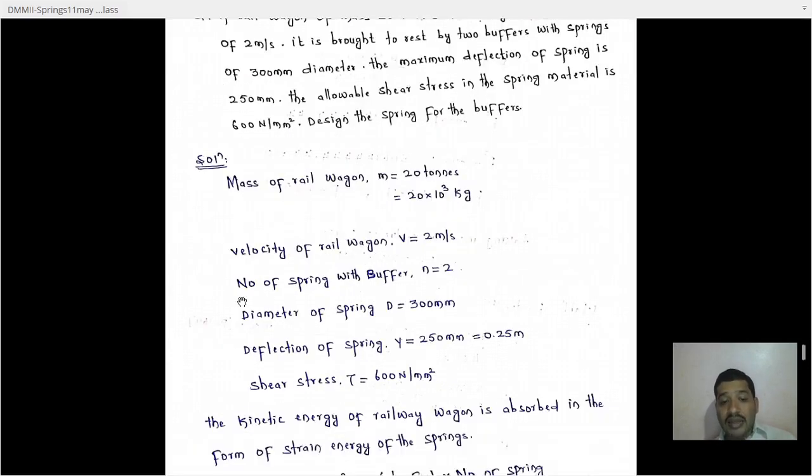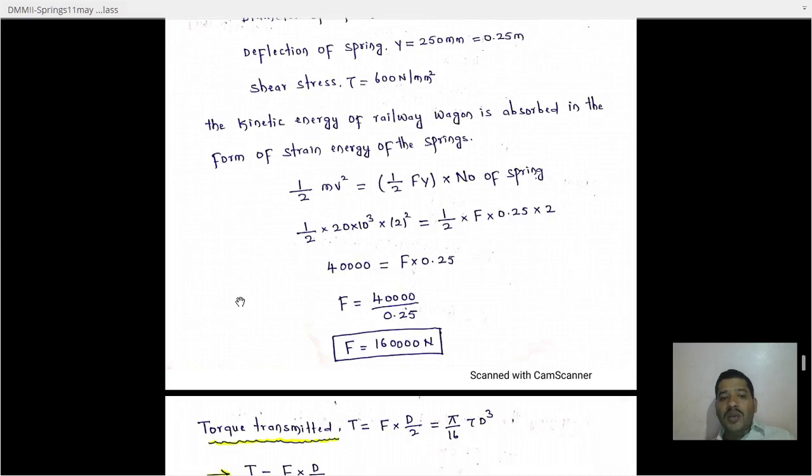In this case, the number of springs with the buffer we are assuming as n equal to 2. We know very well the kinetic energy of the rail wagon is absorbed in the form of strain energy of the spring. The kinetic energy of the rail wagon is 1 by 2 m v square, equal to 1 by 2 force into Y into the number of springs.